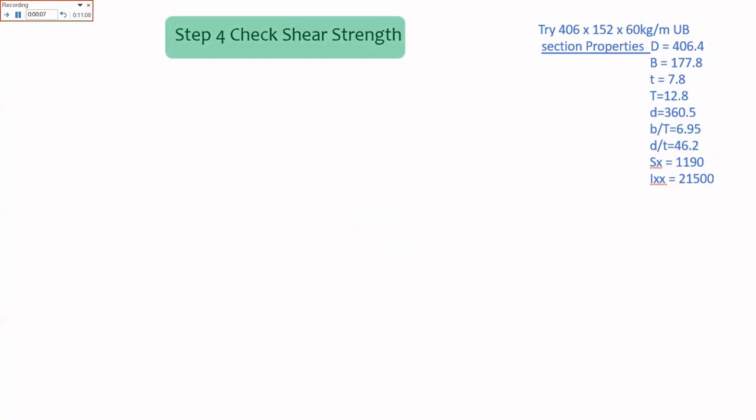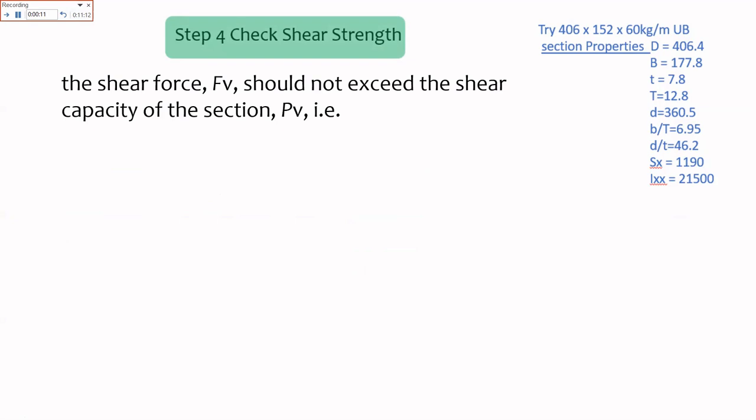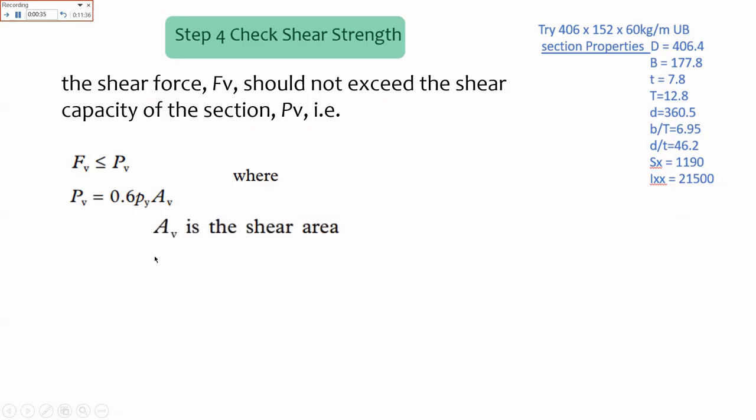So the next thing is to check the shear strength, or whether the beam is adequate in shear. In this case, the shear force FV should not exceed the shear capacity PV. That is to say that FV should be less than or equal to PV. How do you get PV? The shear capacity of the beam is given by 0.6 multiplied by Py, the design strength, and AV, the shear area, right?